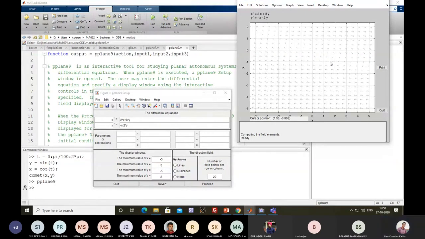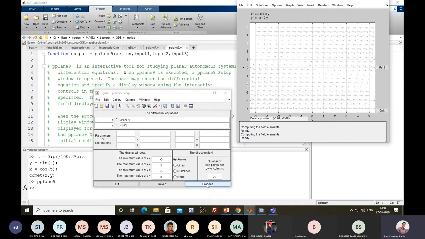The trajectories are not very clear to you. You can see them, but here you can see that it is some kind of circular pattern. Even now it is not very clear.